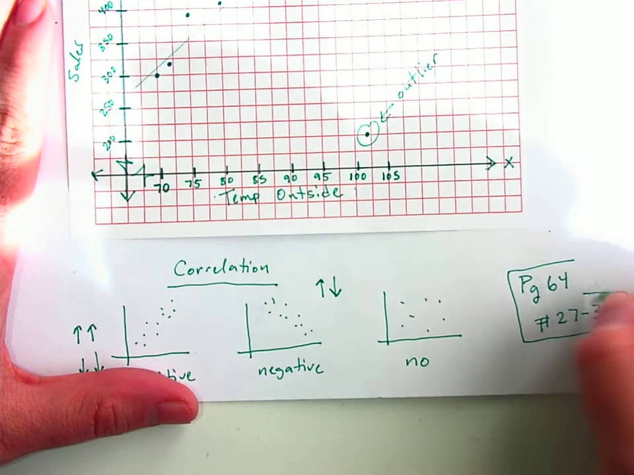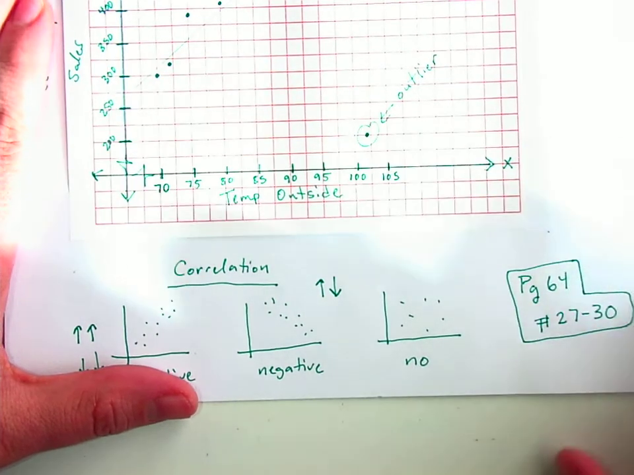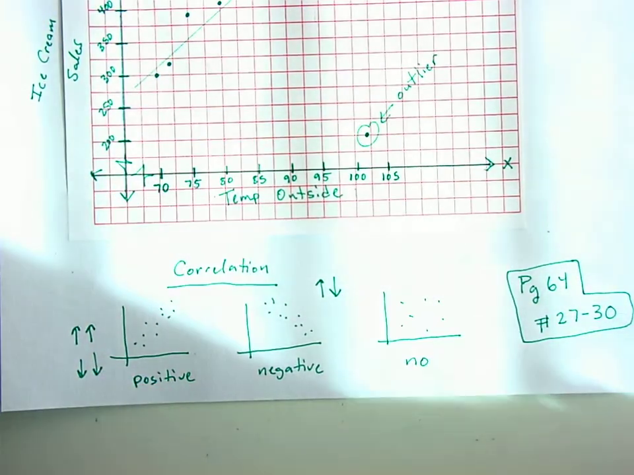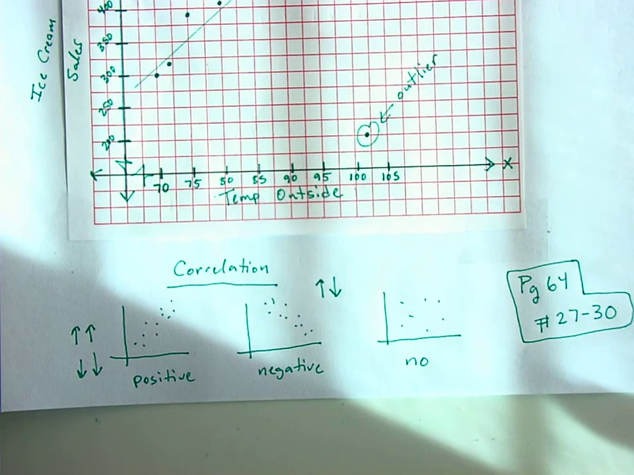So don't hesitate today. Don't be like, I'll just do it tomorrow, because then you're going to have a lot of graphs to do in one day. And this is only 4 graphs. It's not that bad. 2 scatter plots and 2 Pareto charts.